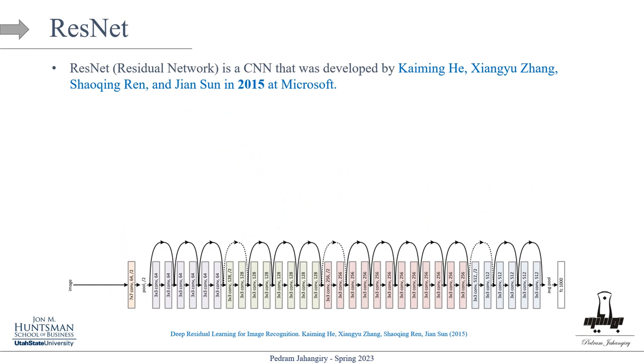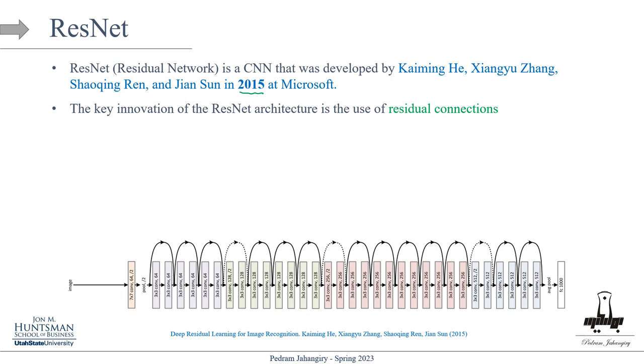The next one is ResNet. This is actually one of the more successful architectures which have been used pretty regularly in the literature. So it's a CNN architecture that was developed by a team at Microsoft back in 2015. Again, I don't want to butcher the name of the authors. So the key innovation of ResNet, as the name suggests, is the use of residual connections.